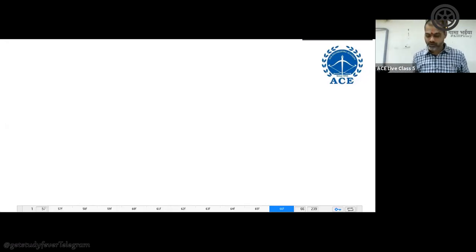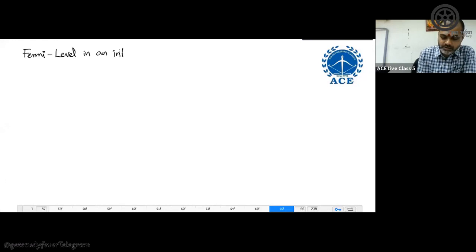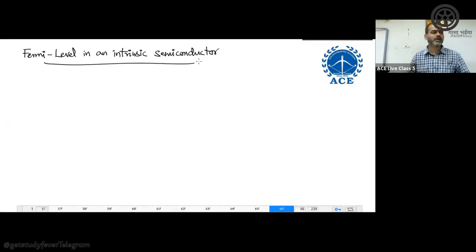Okay. So now we need to get where the Fermi energy is going to be located. What we need to obtain now is the position of the Fermi level in an intrinsic semiconductor, or simply the Fermi level in an intrinsic semiconductor. Hope I am clear. Now again, we know what N and P are, and what the characteristic of an intrinsic semiconductor is.